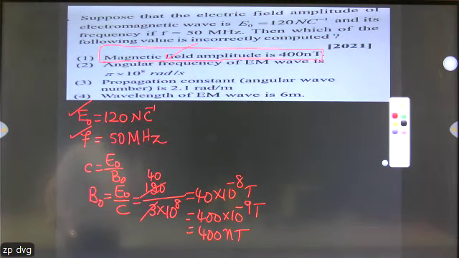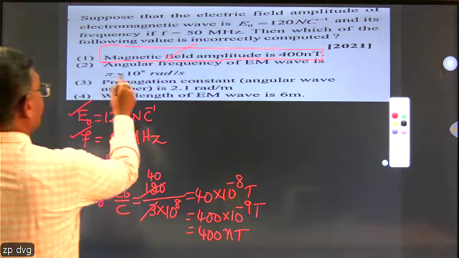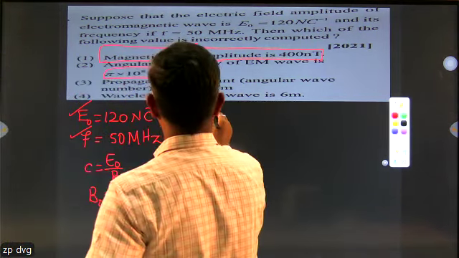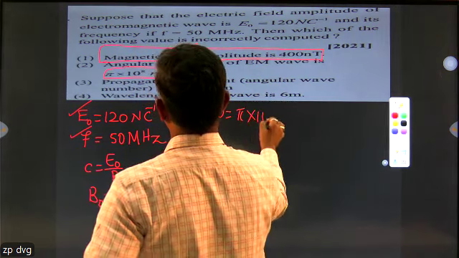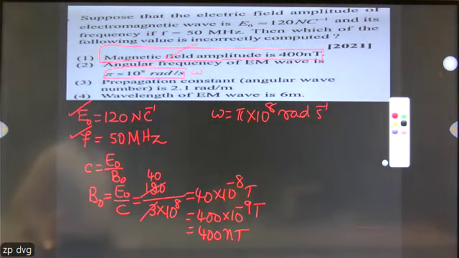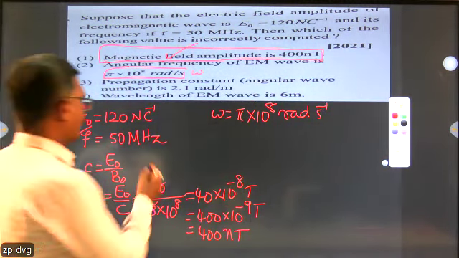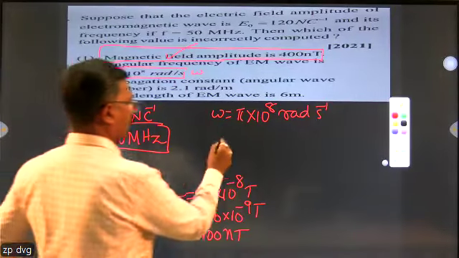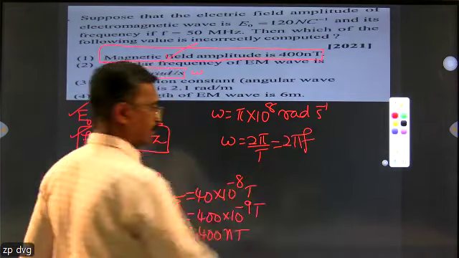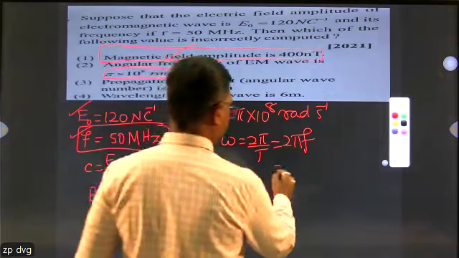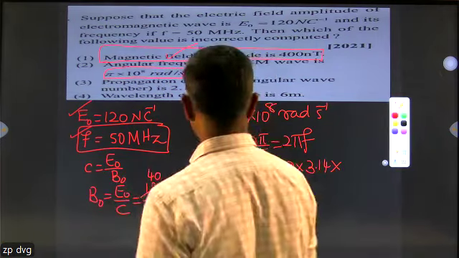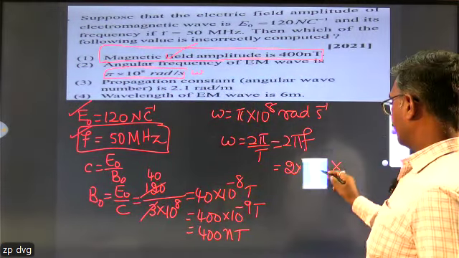Next, the angular frequency of the electromagnetic wave, omega, is 5 into 10 power of 8 radian per second, he is saying. We should calculate omega. How to calculate omega? From the frequency f, omega is equal to 2 pi f. That is equal to 2 into pi into f. There is no need of substituting pi here.